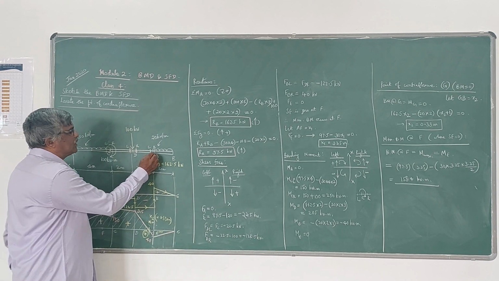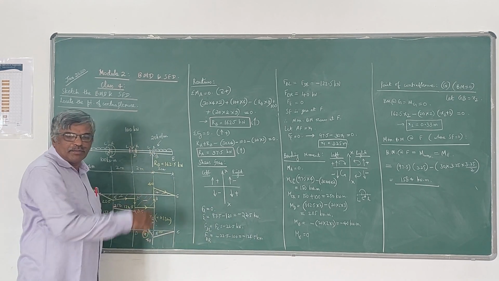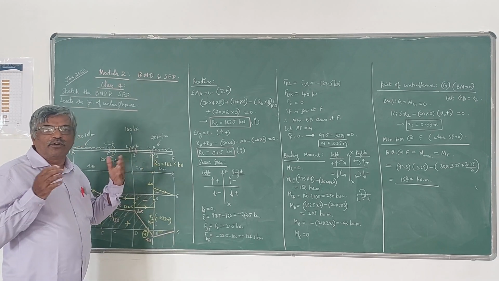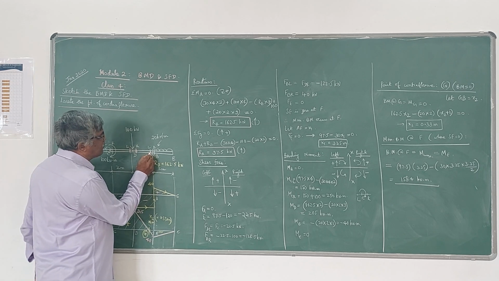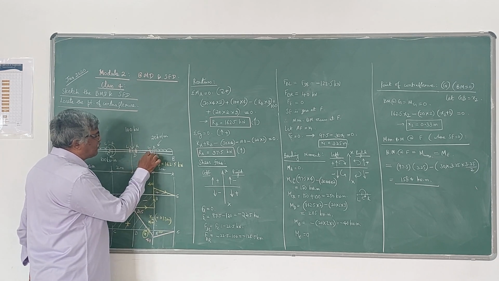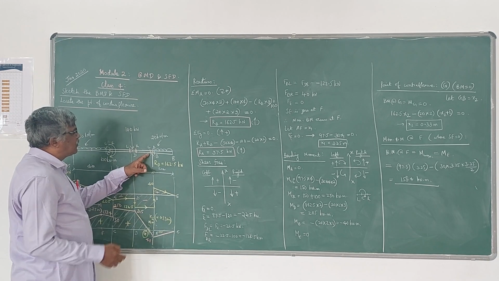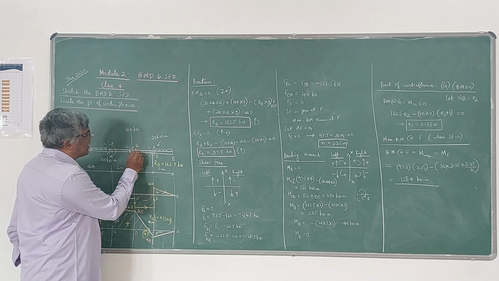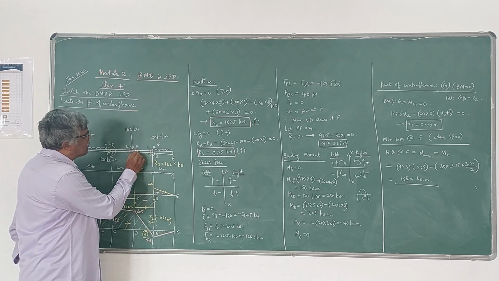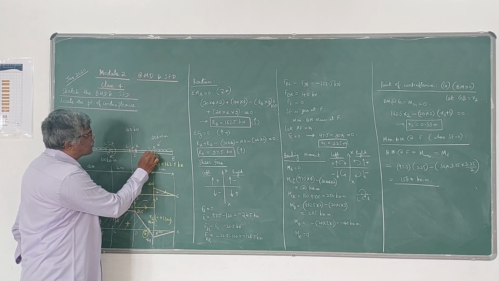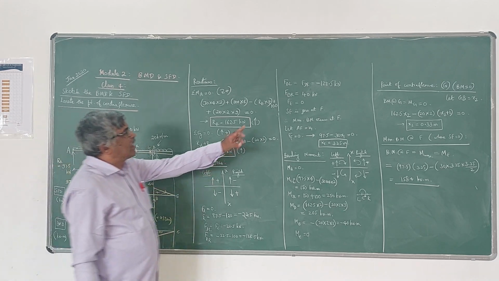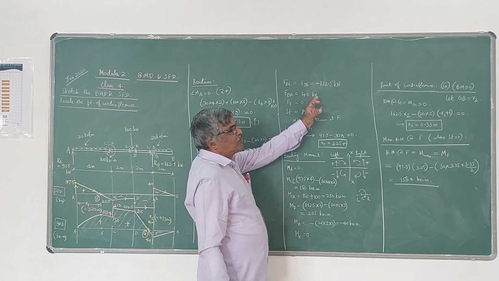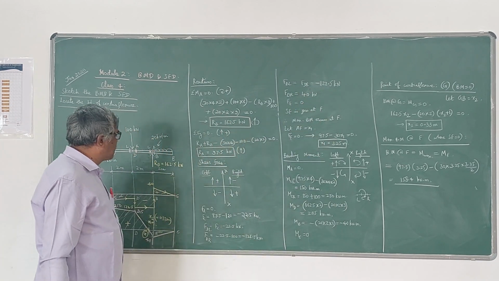Then I come here at B, where a reaction develops. Since a reaction is also a point load, it will have two values of shear force, one to the left of B, another to the right of B. If I take left of B, the shear force value is the same as at the right of D, because from here to here there is no force acting. Whatever shear force is there at this point, the same shear force will be there at this point. So I can directly write FBL, the left of B shear force, as minus 42.5 kN only.